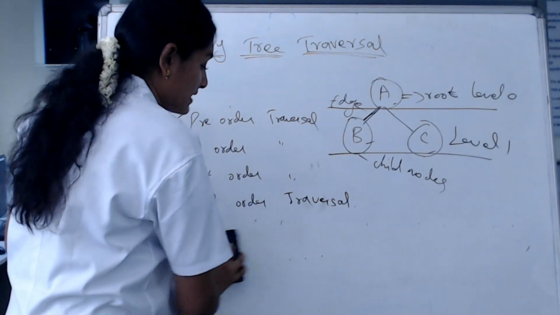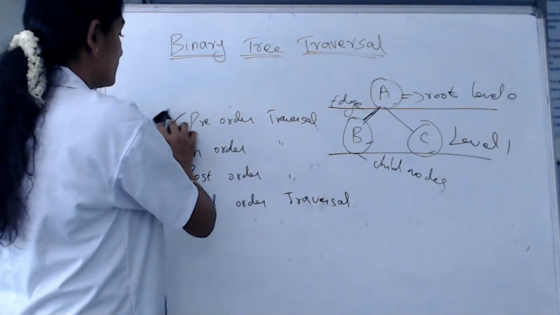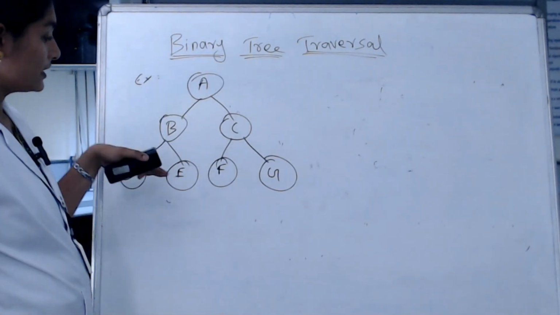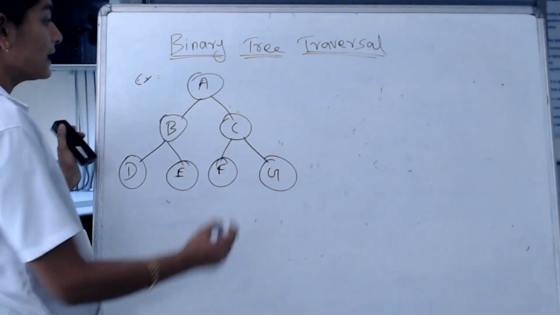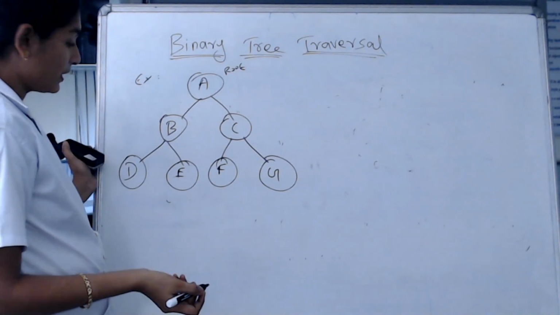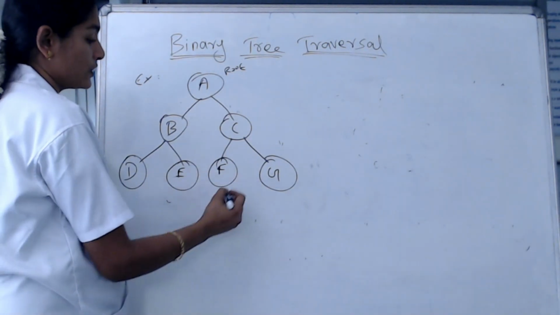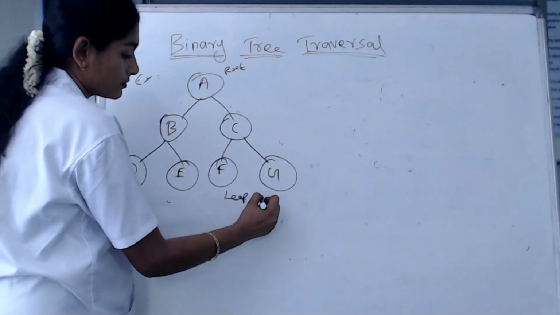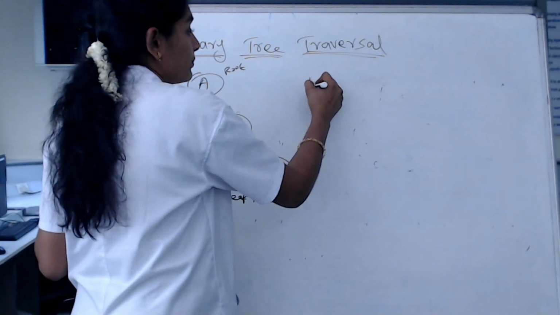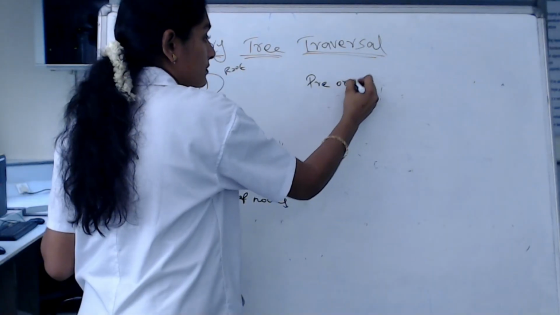Let me explain the same thing with one more example. Consider this example. A, B, C, D, E, F, G are the nodes. Here A is the root node, B and C are the intermediate nodes, and D, E, F, G are the leaf nodes. First, let me start with the pre-order traversal.